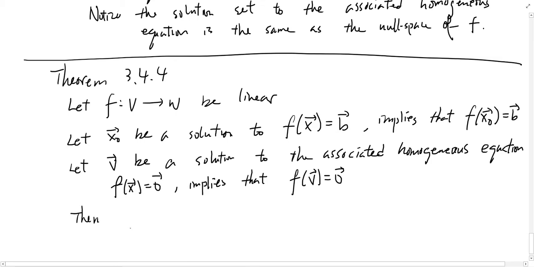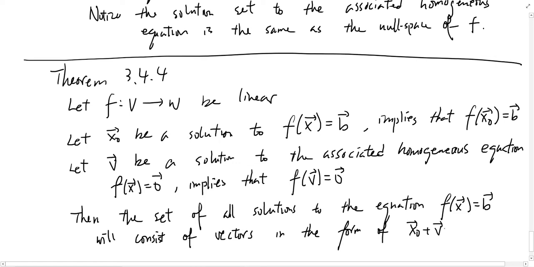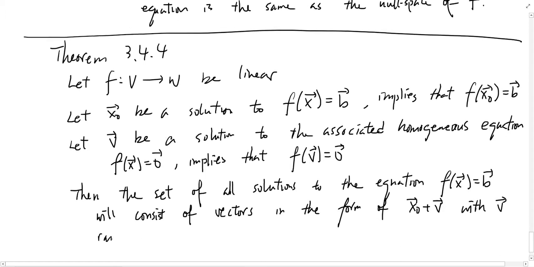Then what we know is the following. Then the set of all solutions to the equation f of vector x equal to vector b will consist of all vectors in the form of vector x sub 0 plus vector v, with vector v ranging over all the solutions for the associated homogeneous system.